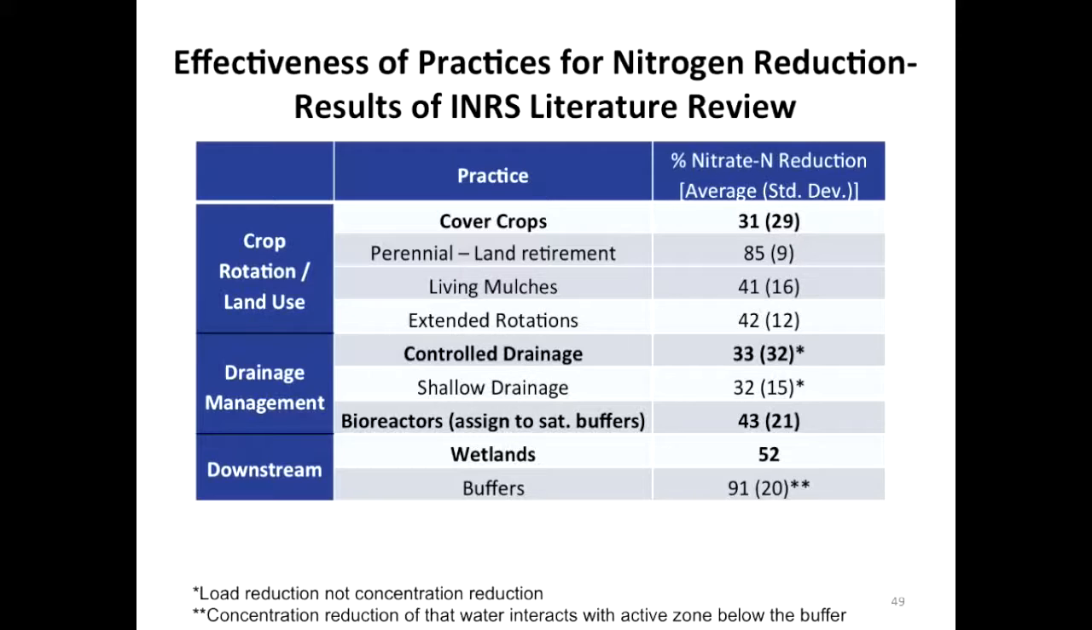Okay? So think about a field with two practices. You've got a practice in the field and a practice below the field. If you've got a 50% nutrient reduction for both practices, how much is going to come out at the bottom? You can actually ask the question: two practices, each 50%.